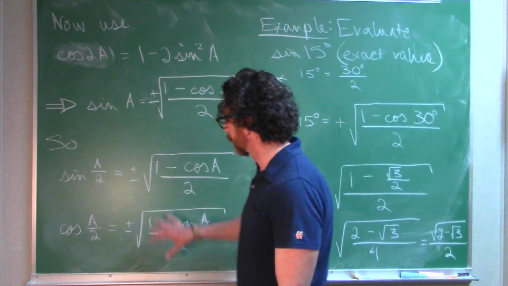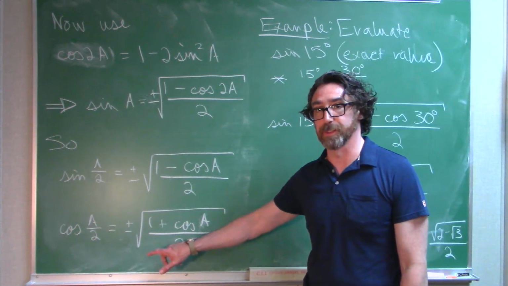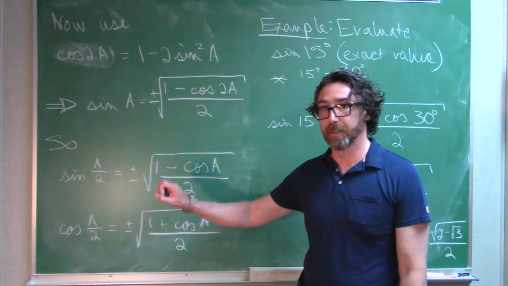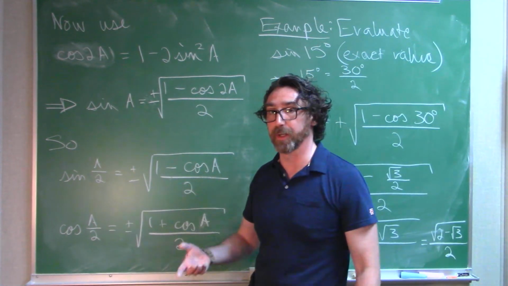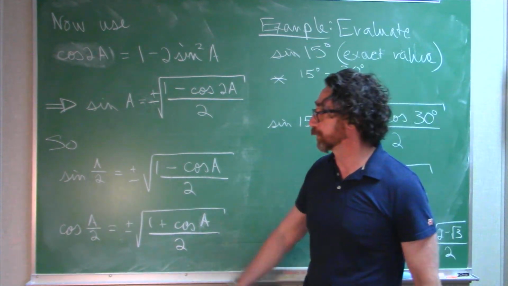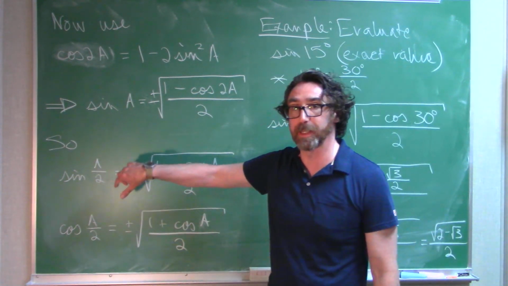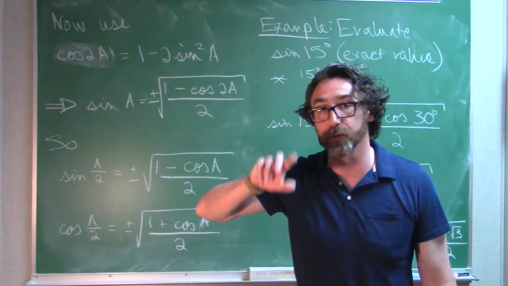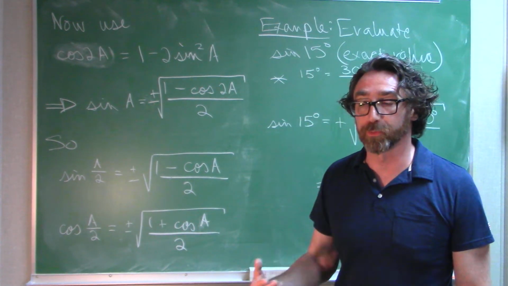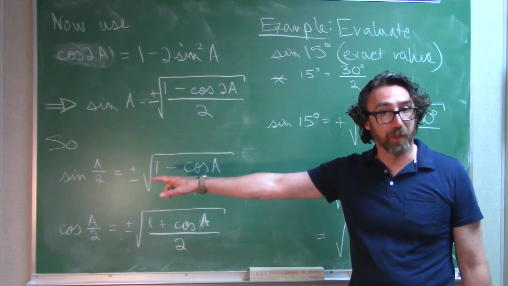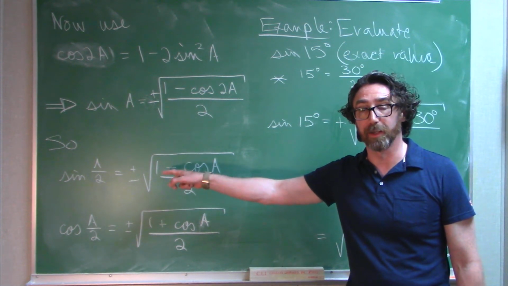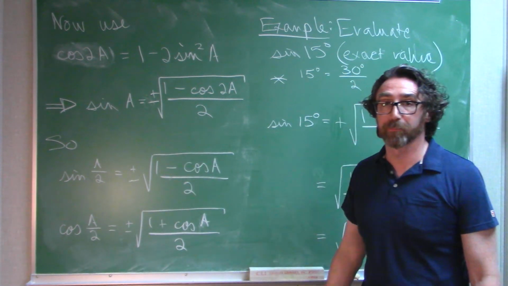So you've got your half angle formulas here, and you need to be able to choose the plus or the minus. How do you do that? Well, you look at where a over 2 terminates. Look at the quadrant where a over 2 terminates. And that will determine the sign, S-I-G-N, that you should use. All right? So easy enough.